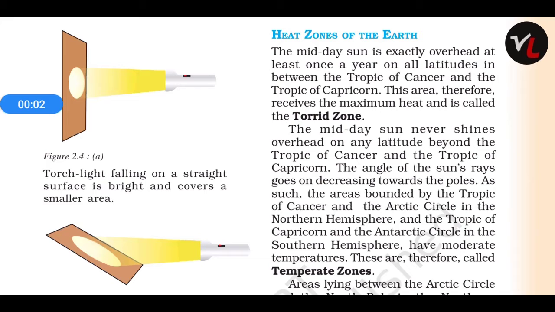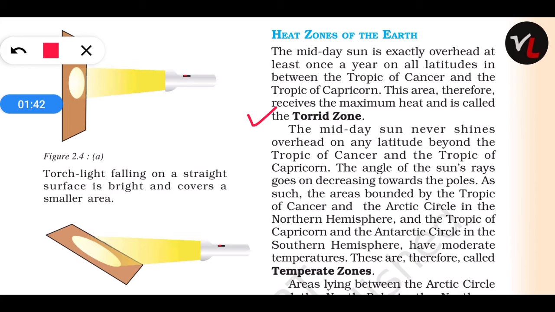What is a torrid zone? The area between Tropic of Cancer and Capricorn, which receives maximum heat, is called the torrid zone. The midday sun never shines overhead on any latitude beyond Tropic of Cancer and Tropic of Capricorn. Here the angle of the sun's rays goes on decreasing towards the poles. So the sunlight received will be less compared to the torrid zone.